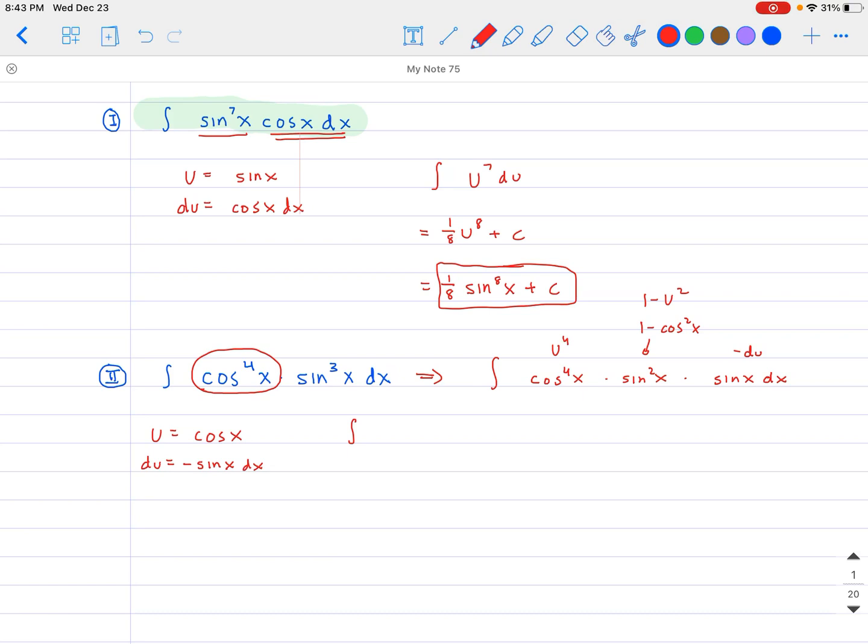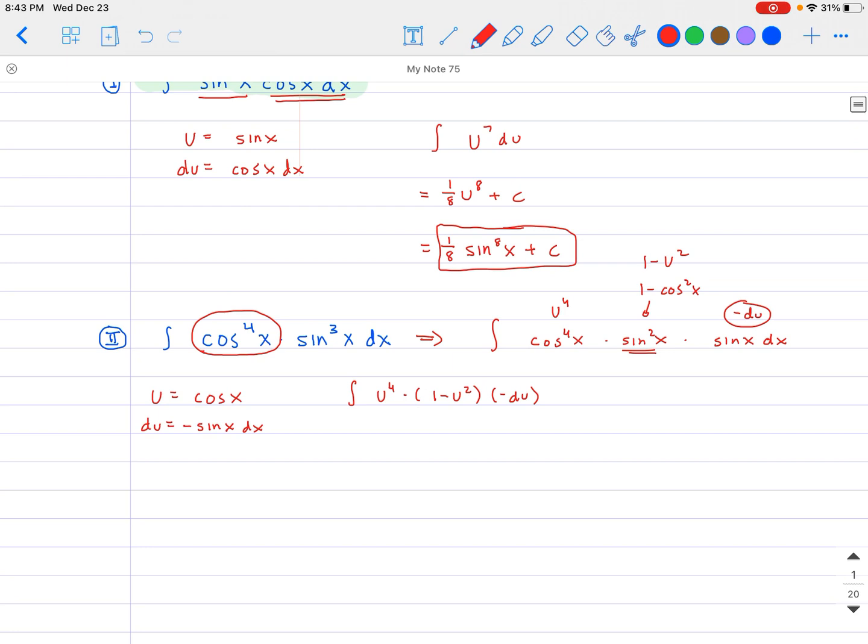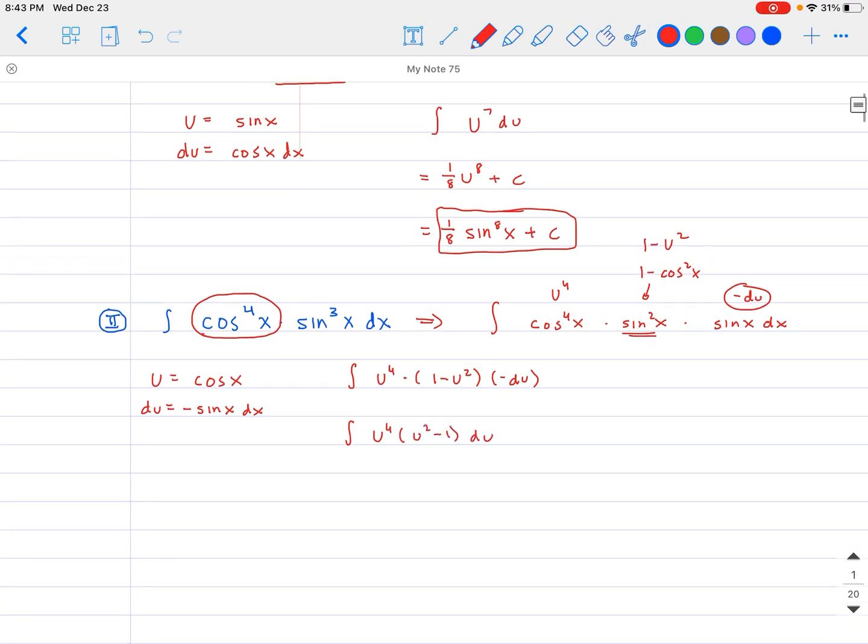Okay, so we're going to say the integral of u to the fourth, and then multiply by, remember that sine squared is now going to become 1 minus u squared. And then we also have the negative du over here. So that's what we're going to write right there. Okay, let me clean this up a little bit because I don't like the negative. So maybe what we'll have is u to the fourth multiplied by u squared minus 1, just to swap that factor. And if we were to multiply all that out, that's u to the sixth minus u to the fourth, and then we have du.